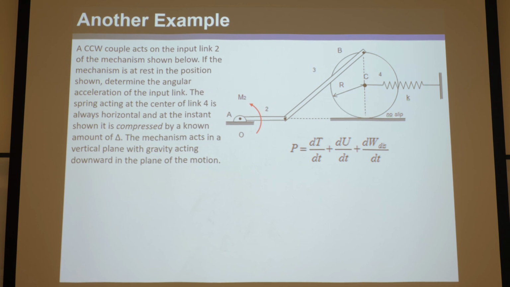So a counterclockwise couple acts on the input of link 2. They show it as M2. If the mechanism is at rest in the position shown, determine the angular acceleration of the input link. Now you might say, well, wait a minute. How can something be at rest? Like rest means it doesn't have velocity. It's not moving, right? But can something not be moving but have an acceleration?